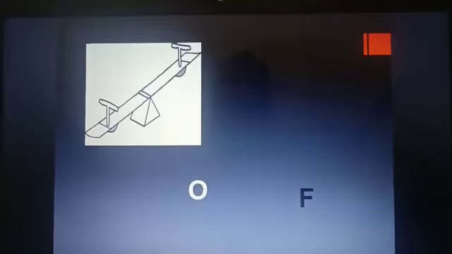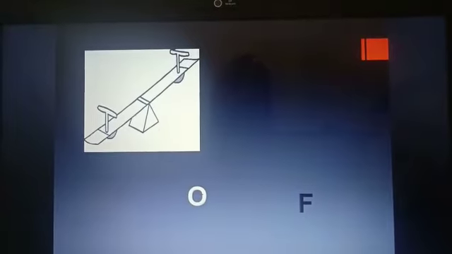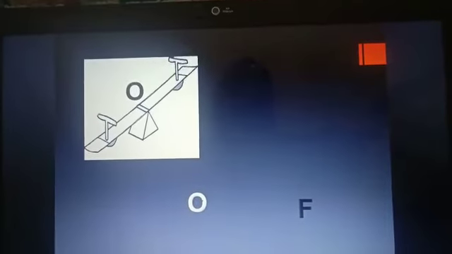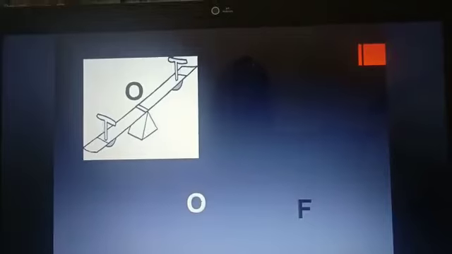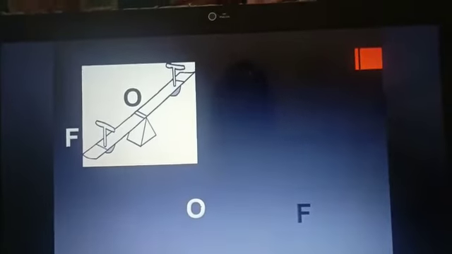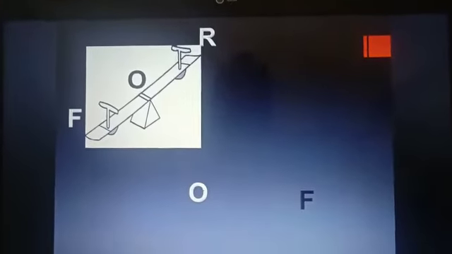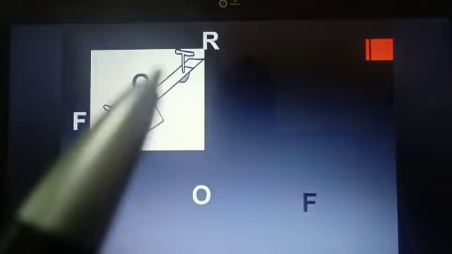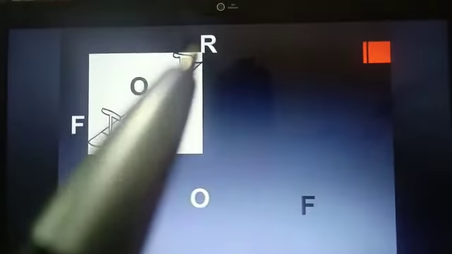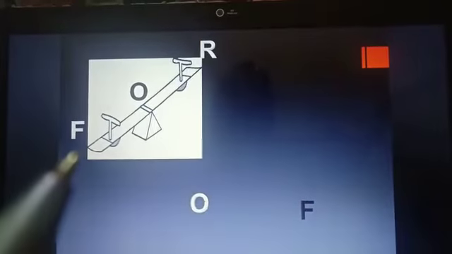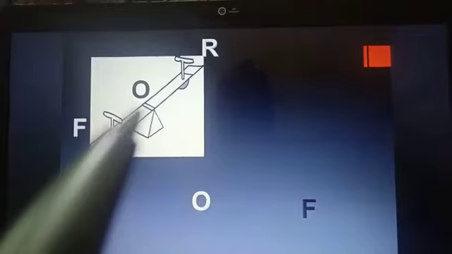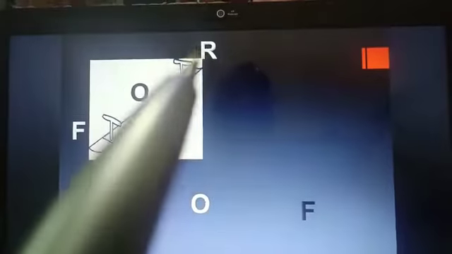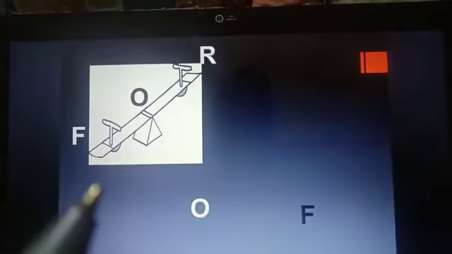For example, we have a seesaw. This is a seesaw. A seesaw is what? A lever. Where is the fulcrum? In the middle. And then effort force, and then resistance force. Why do I call the seesaw a first class lever? Because the fulcrum is between resistance force and effort force.